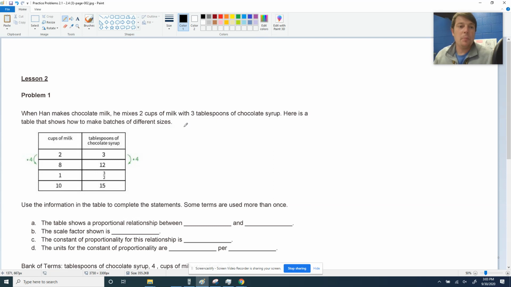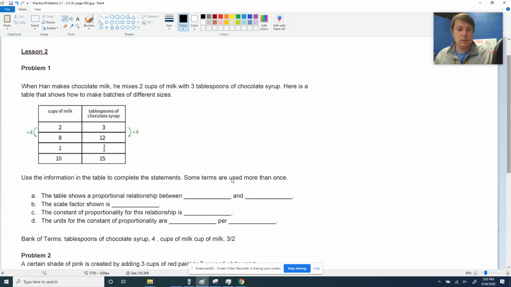Quantities that we're comparing here. So we got a table that shows us how to make different batches. If we want to make a bigger batch, like 10 to 15, smaller batch, 1 to 3 halves, 2 to 3, all these different ratios that work for him. And we're going to use the information in the table to help us complete these blank statements, okay? And we've got a bank of terms down here that we can use. So those are the words and numbers that we're going to use.